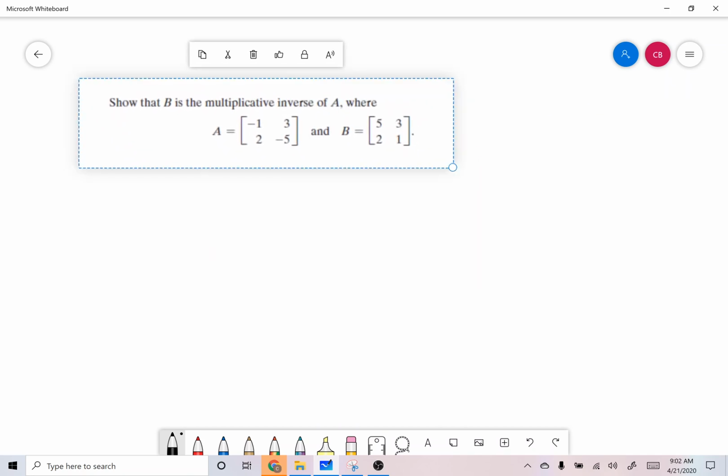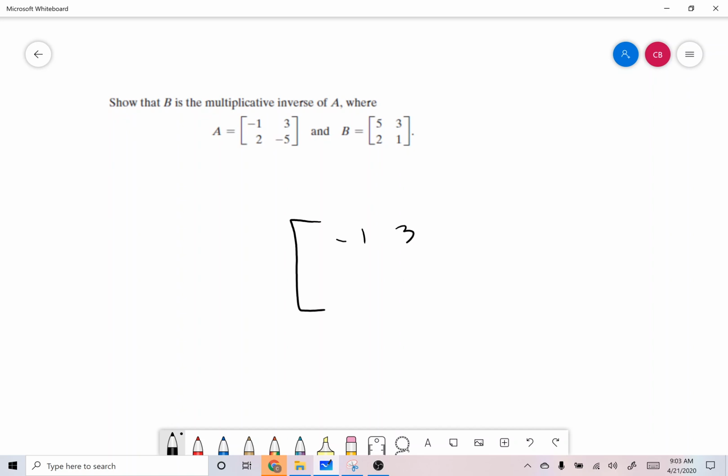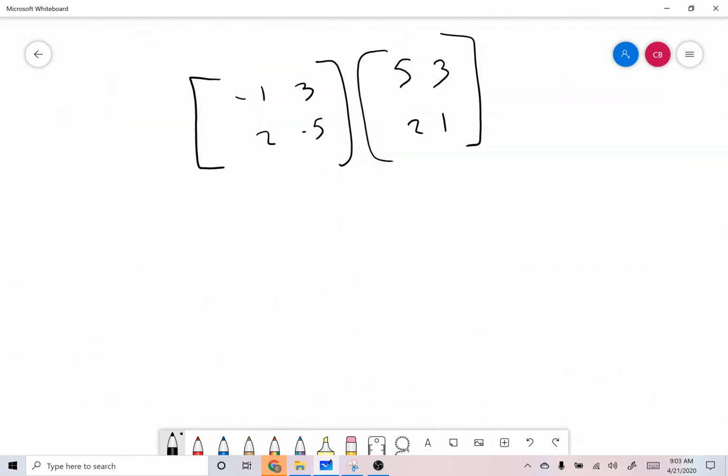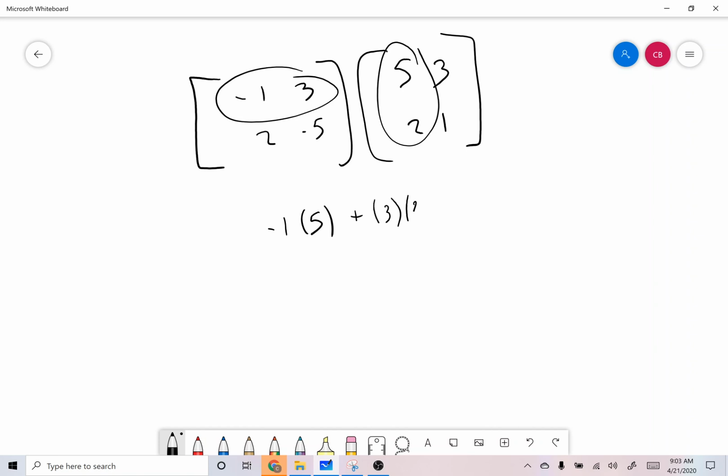Okay. So we're going to multiply them together. We have -1, 3, 2, -5, and 5, 3, 2, and 1. So let's multiply. We have -1 times 5, so I'm multiplying this row to this column, and then plus 3 times 2. That's the first entry.